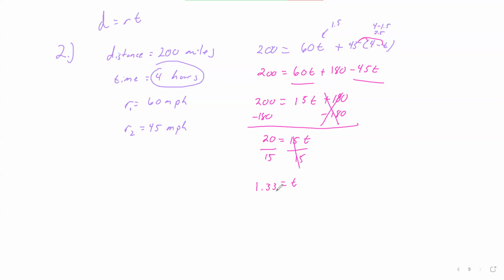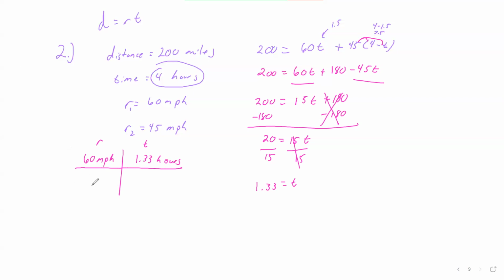Yeah, so the question actually asked how long did each part of the trip take him? So it's going to have a 2-part answer. You would say the 60 mile per hour. Here's your rate, here's your time. It took 1.33 hours.